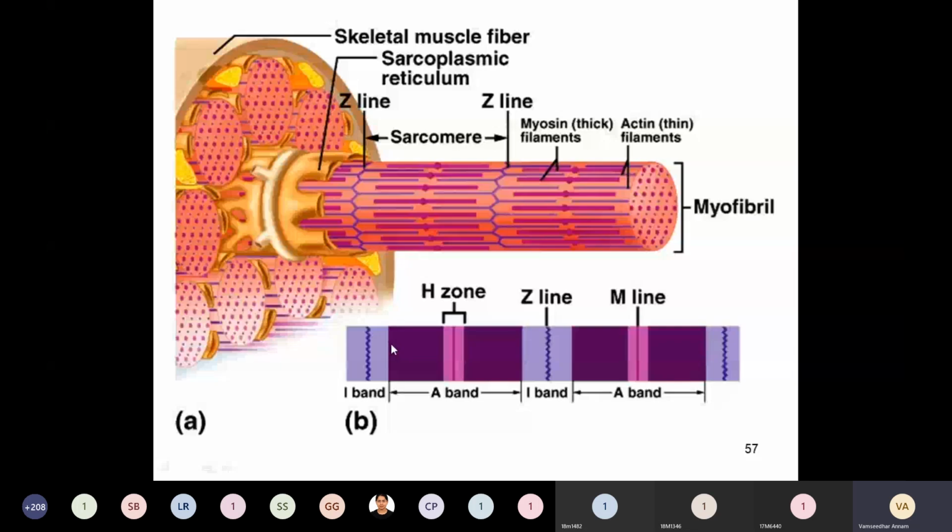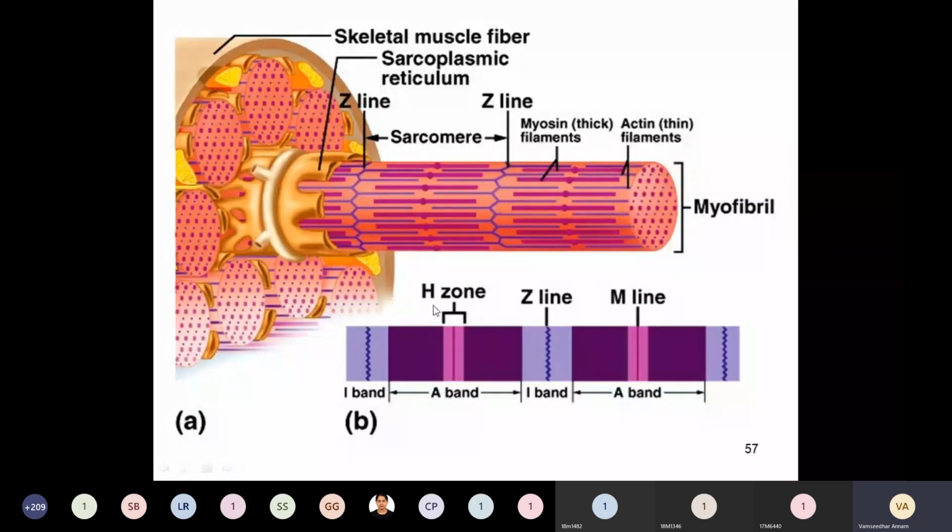So here you can see this is the entire skeletal muscle fiber. You are seeing the sarcoplasmic reticulum, and these are the Z lines. This is one sarcomere, which mainly consists of thick and thin filaments. These are the thin filaments. These are the thick filaments. That is myosin and actin. This entire thing is a myofibril. So multiple myofibrils are present in the entire skeletal muscle fiber.